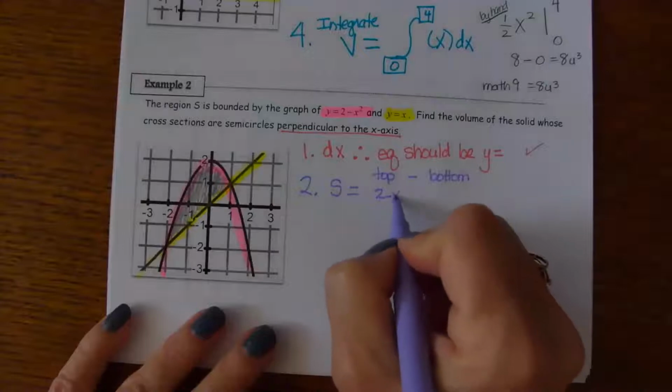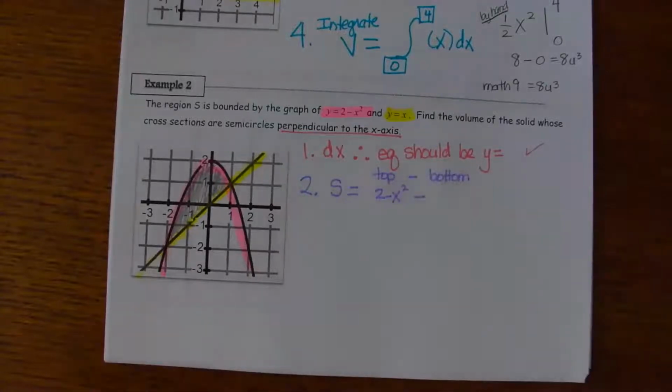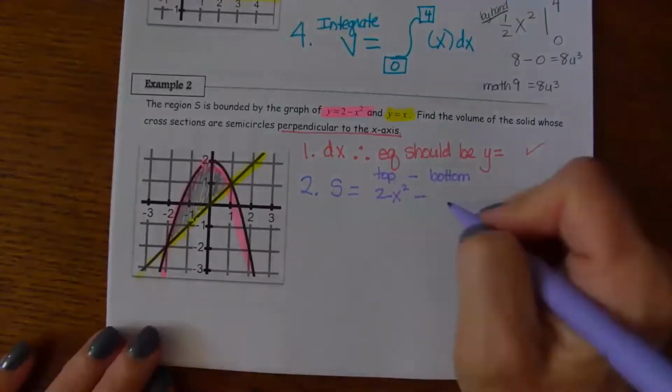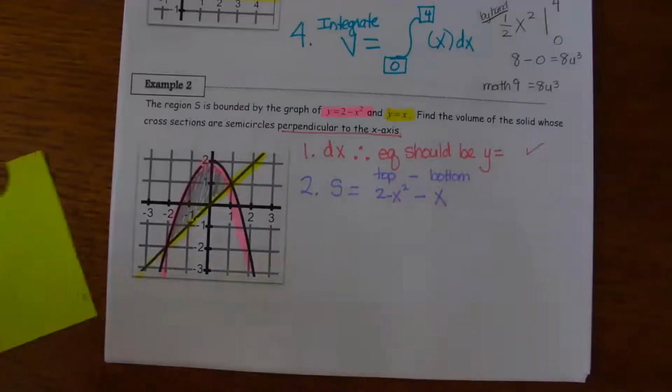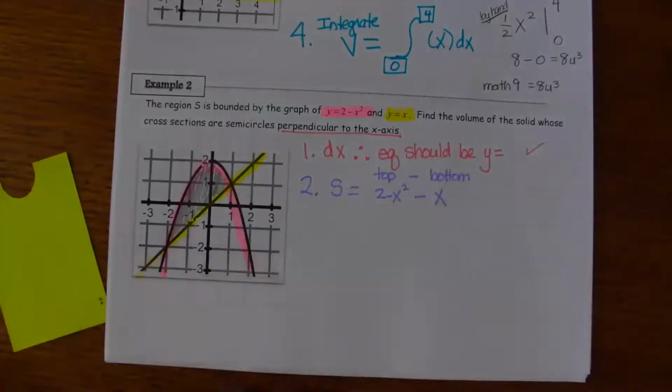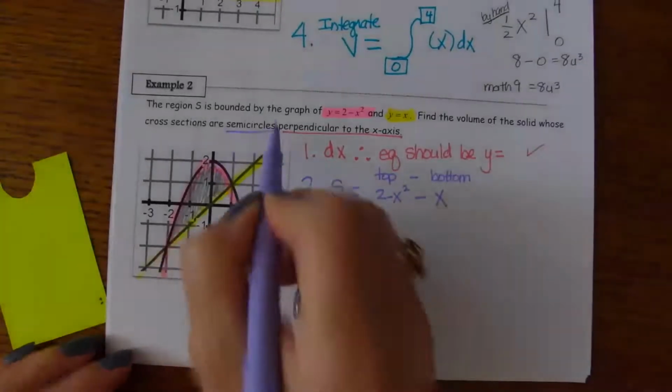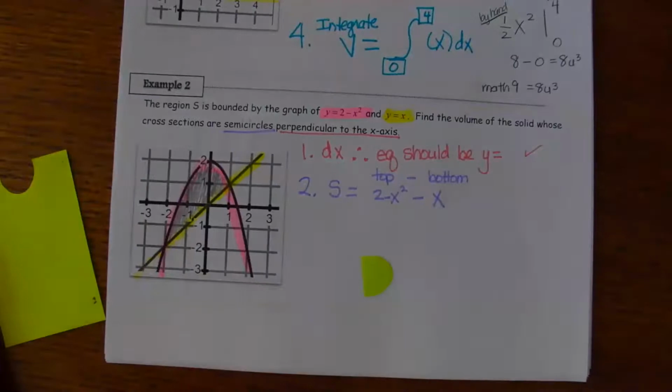Two minus x squared minus the bottom. And what is the bottom equation? X. Now here's what I want you to think of in your mind so this works out. What shape are we working with here? What shape did they say? Semicircles. That's a semicircle, right?